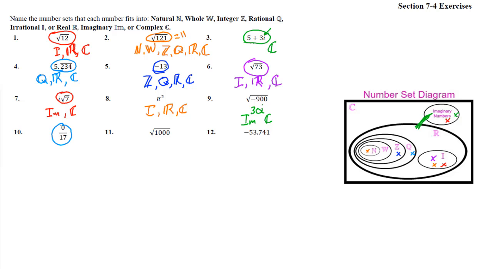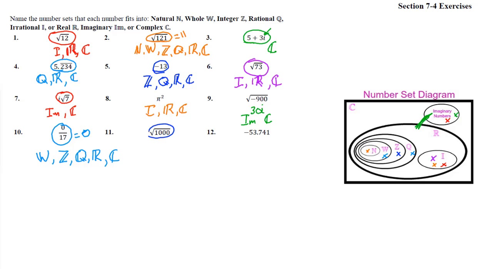All right, the next one, number 10. 0 divided by 17, that equals the number 0. And so 0 is not natural, but it is a whole number, which means it's whole, which is inside of the integers, which is inside of the rationals, which is inside of the reals, which is inside of the complex. Good.